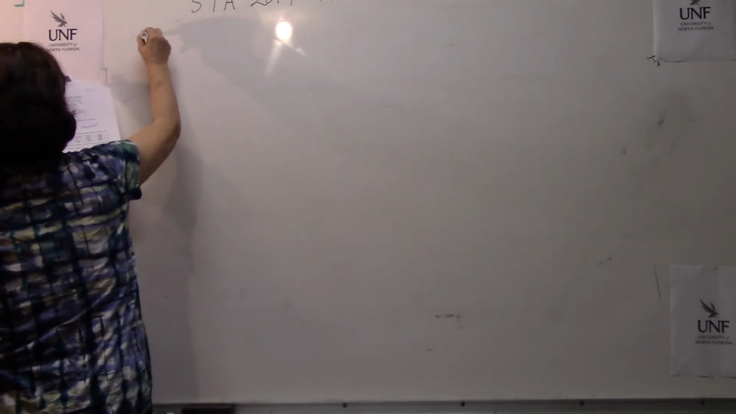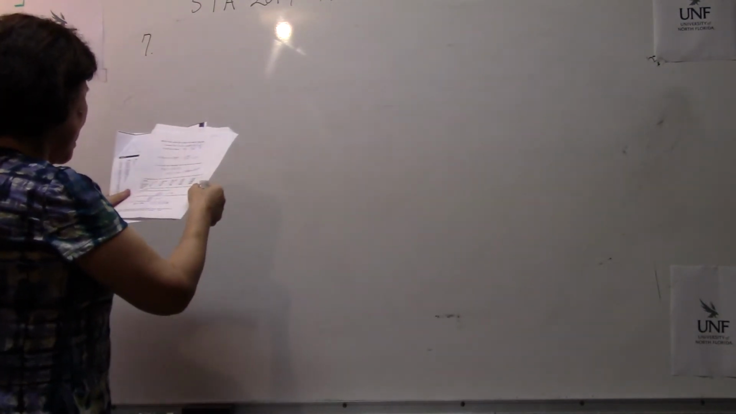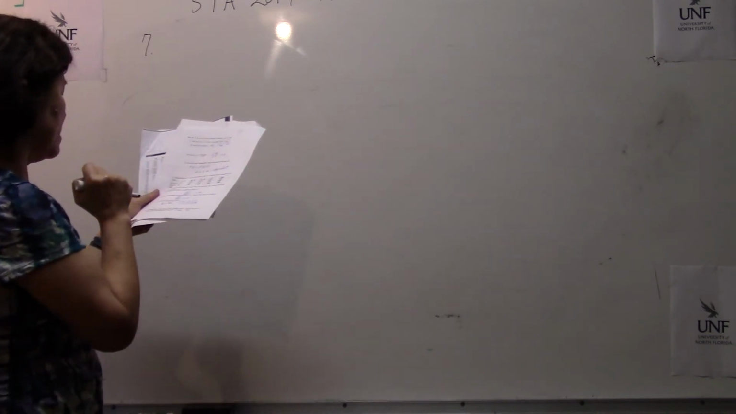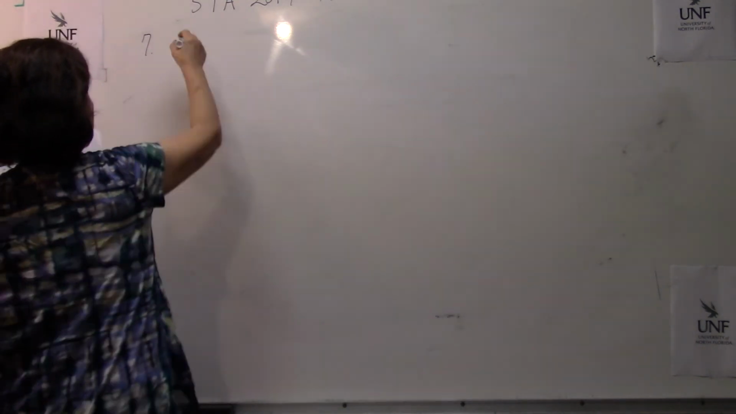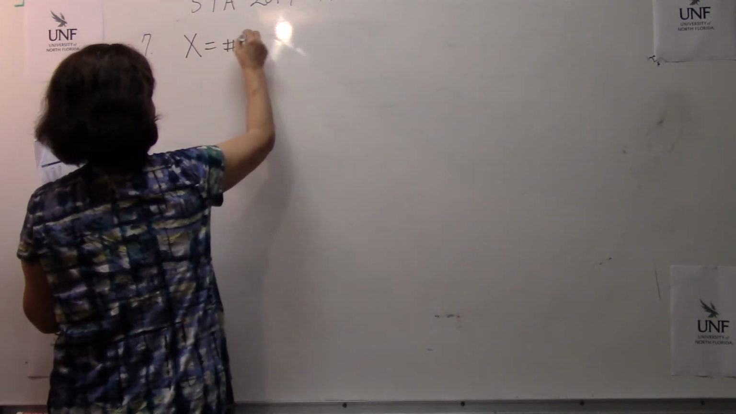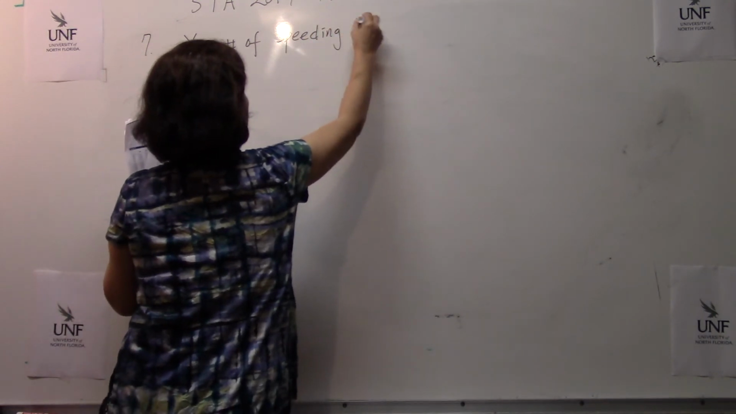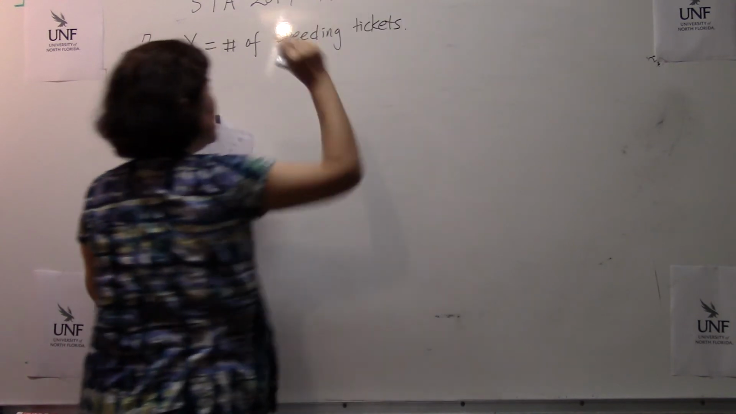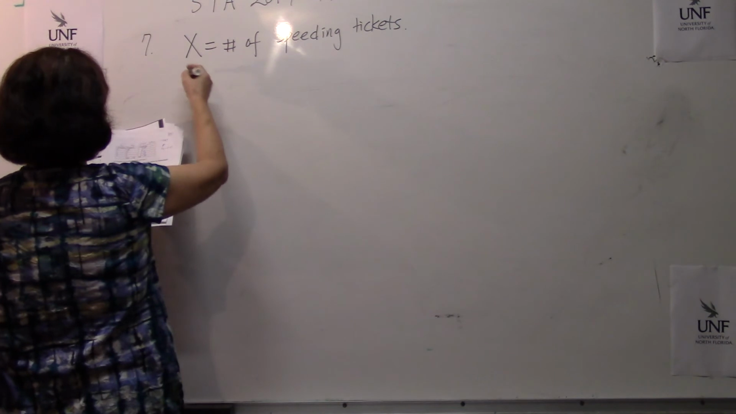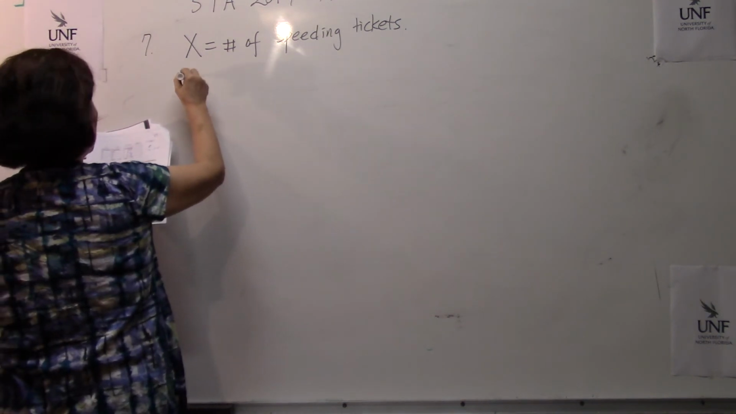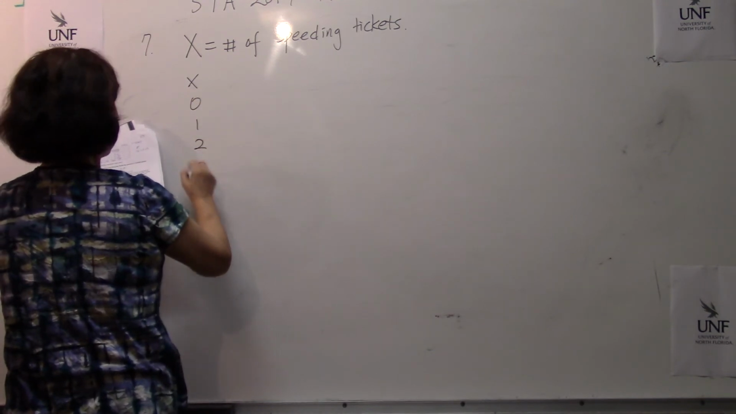Number 7 is the following. The data represent the number of speeding tickets individuals received in the past 12 months. So X over here is the number of speeding tickets. Have you gotten one? Here are those ticket values, the number of tickets, X: 0, 1, 2, 3.